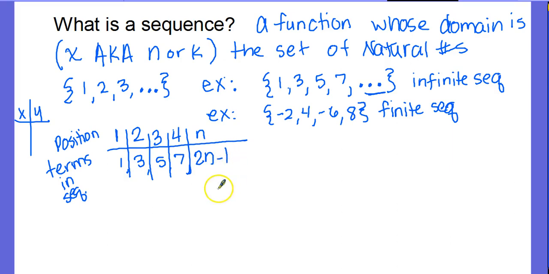So let's think about it for a second. If I plug in a 1 to my rule, that's my position 1. What's 2 times 1, minus 1? Let's go to position 2: 2 times 2, minus 1. 2 times 3, minus 1.